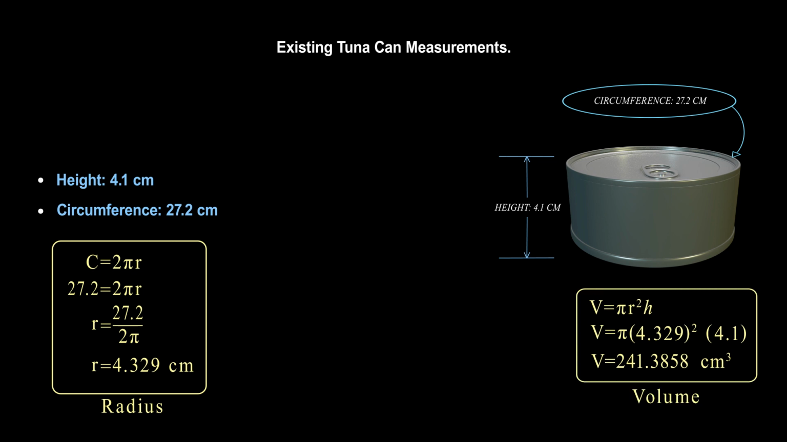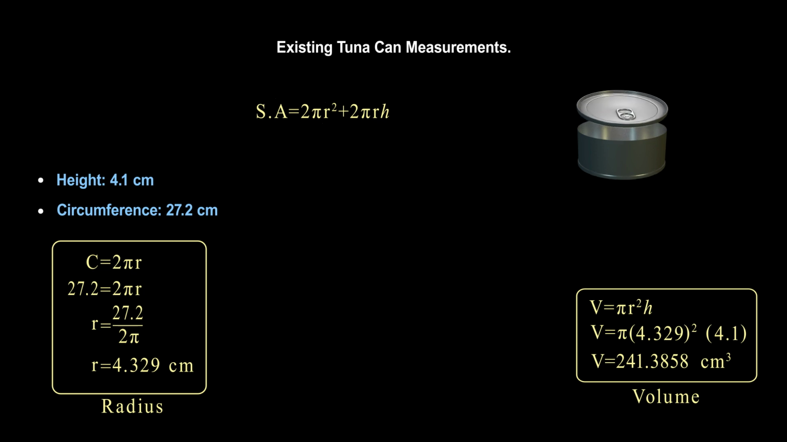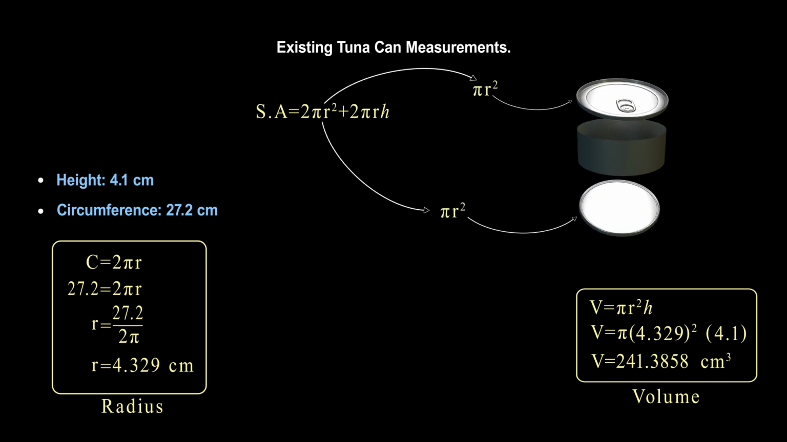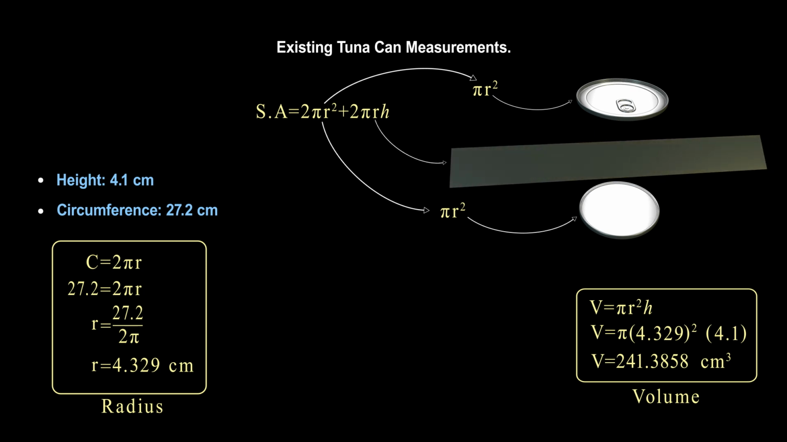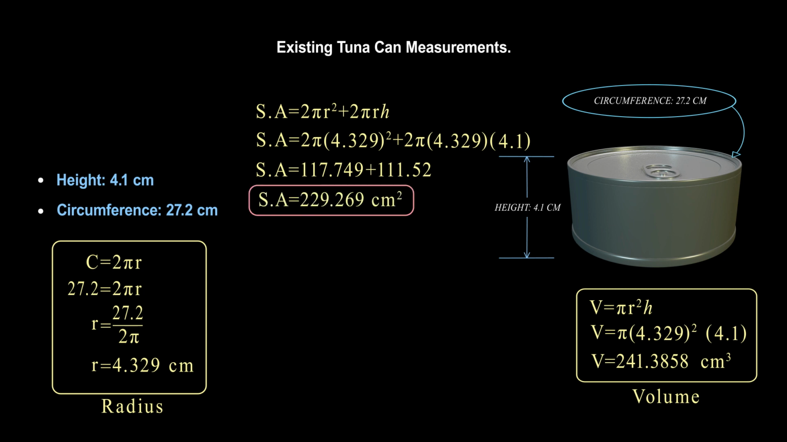Now let's find the surface area of the tuna can. The surface area is equal to 2 pi r squared, which is the area of the top and bottom bases of the tuna can, plus 2 pi rh, which is the lateral area of the can. We'll now substitute the values of r and h into the equation and calculate the desired surface area. The surface area is equal to 117.749 plus 111.52. Adding these values, we get a surface area of 229.269 centimeters squared.